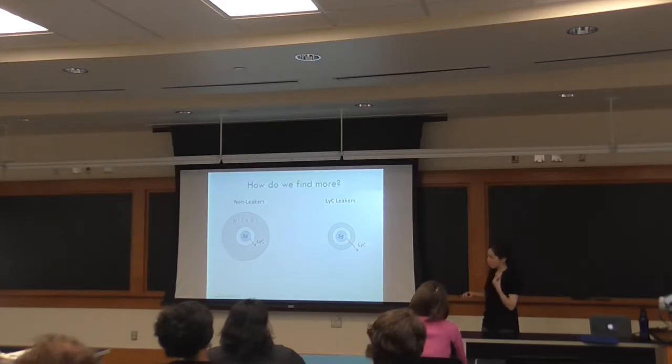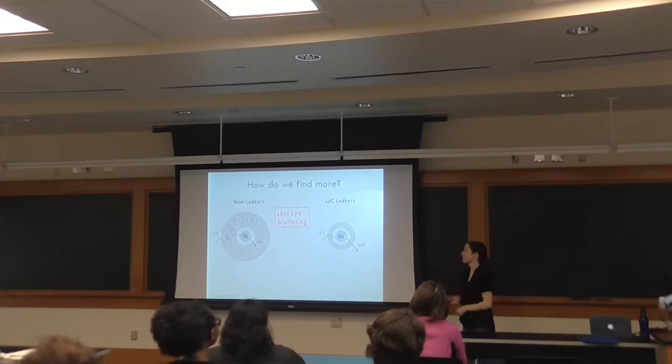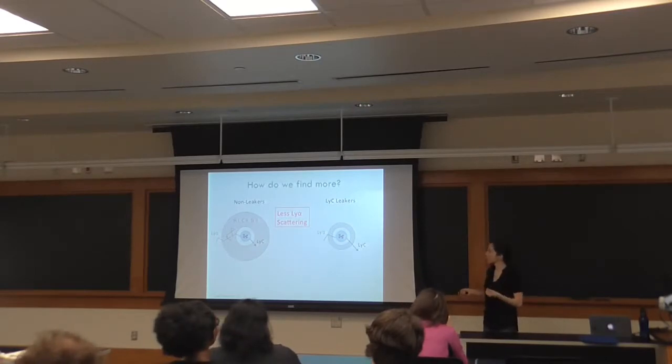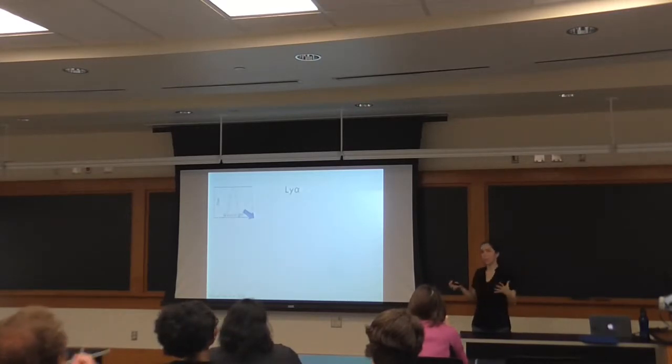Whereas Lyman continuum is just absorbed, Lyman alpha resonantly scatters on hydrogen. So it's absorbed and then re-emitted in a different direction and has some complicated path out of the galaxy. But if you have less neutral hydrogen around your source, you should have less Lyman alpha scattering. And this can be seen by the effects on the emergent profile of the Lyman alpha line.